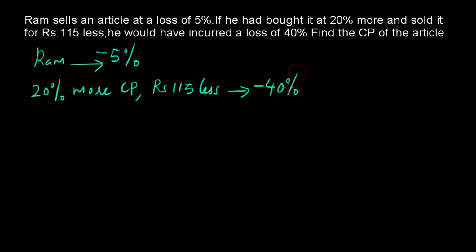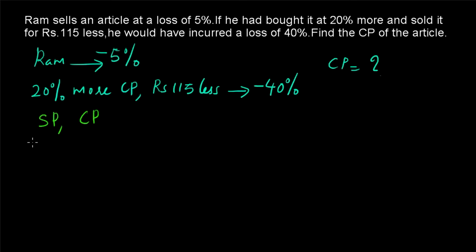His 5% loss would have increased to 40% under this condition. Then we have to find out the cost price of the article. In the same way, first let SP represent the selling price and CP represent the cost price. So Ram is selling the article at a loss of 5%.